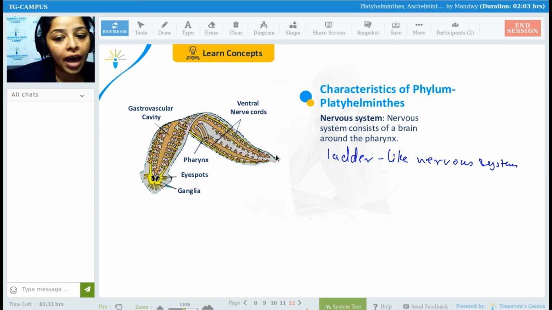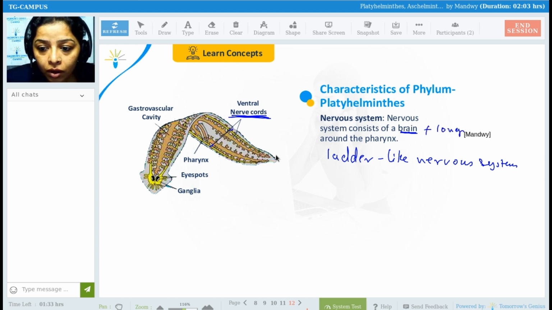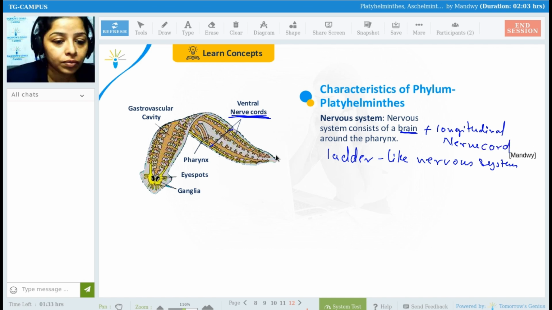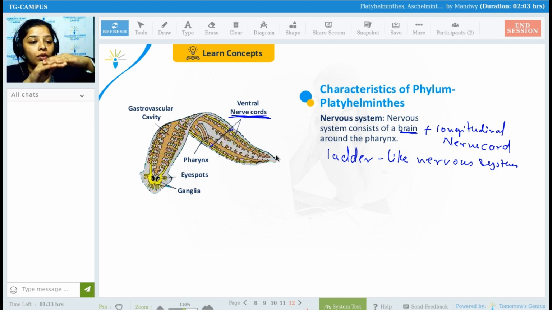Okay, this ladder-like system has a brain and two longitudinal nerve cords. The yellow colored one is a nerve cord. Brain plus longitudinal nerve cord. And this nervous system is present ventrally, on the ventral side of the platyhelminthes. Clear the nervous system?